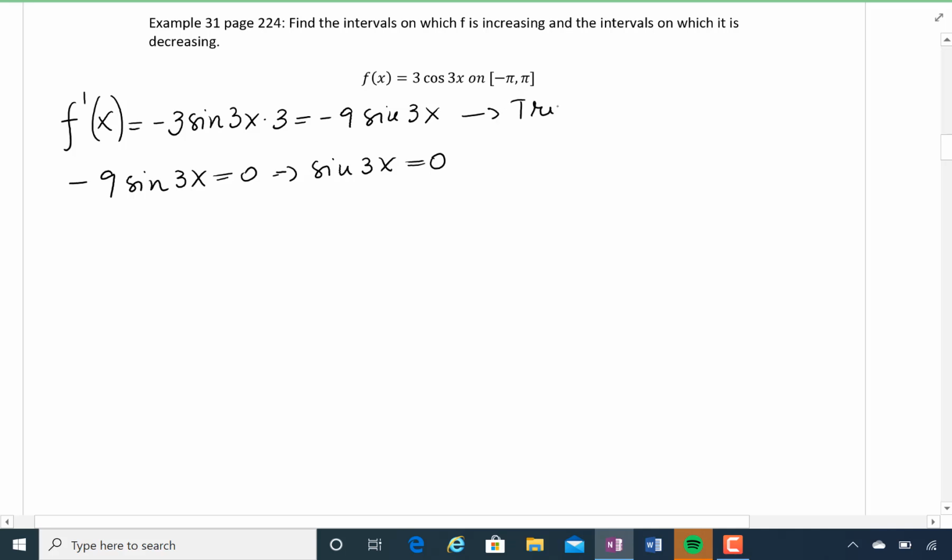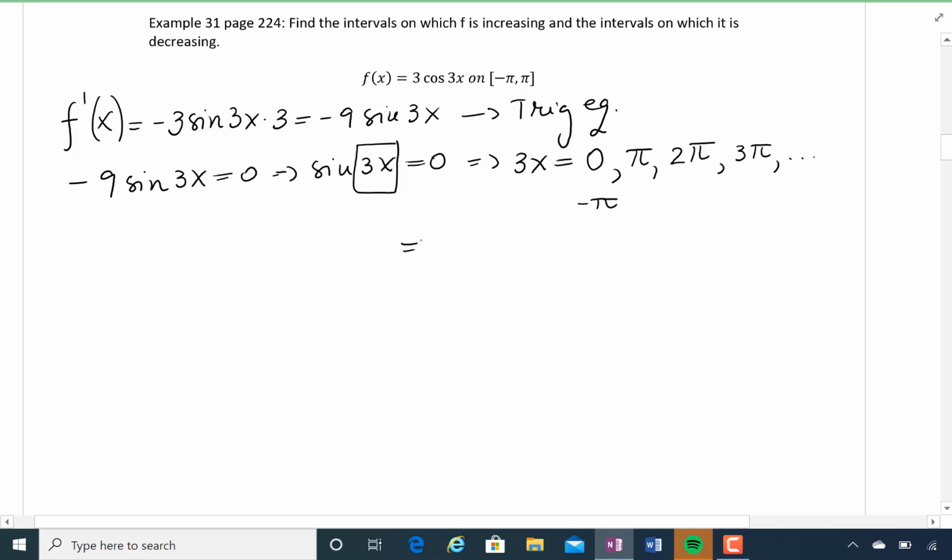Trigonometric equations. So go to your trig notebook and check the trigonometric equations. So this means 3x can be what? Well, sine of what number is 0? Well, sine of 0, sine of pi, sine of 2 pi, sine of 3 pi, and so on, and also sine of negative pi, right?